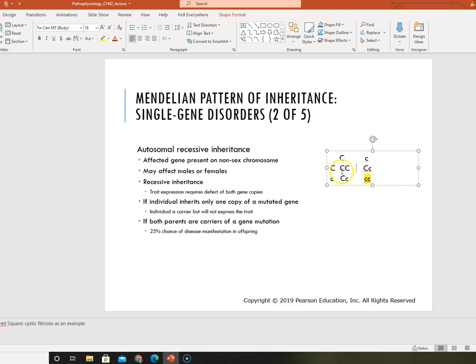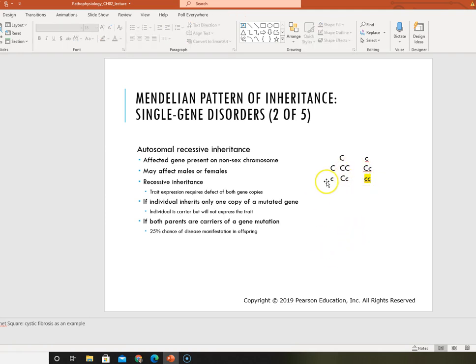All right. So again, big C, big C, that is homozygous dominant, does not have the disease. Big C, little c, heterozygous, carrier, does not have the disease. However, if you're homozygous recessive, you have 2 little c or diseased alleles, you have the disease. Okay, so again, 25% chance because it's 1 out of 4.